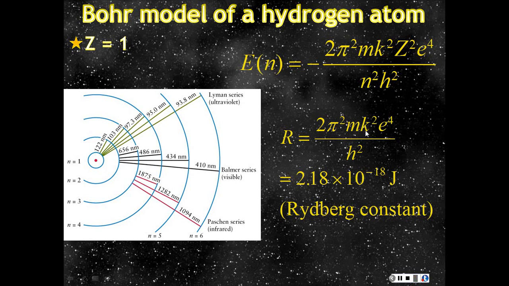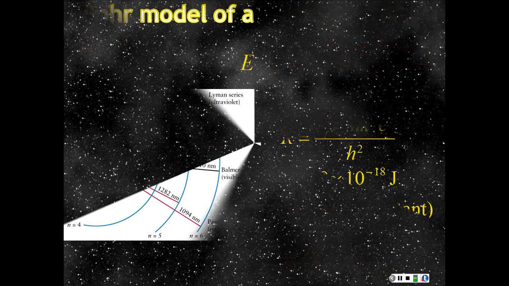I've got K, which is 1 over 4 pi epsilon naught. I've got charge on an electron. I've got the mass of an electron. I've got Planck's constant. I'm just going to put them all together into one constant called the Rydberg constant. And so now I have that for my hydrogen atom, where Z equals 1, the energy is given by that constant times 1 over n squared.